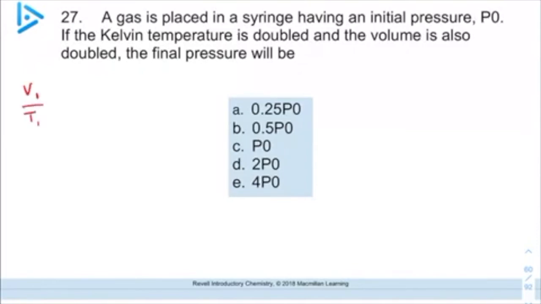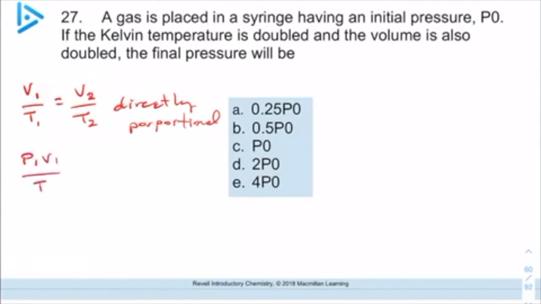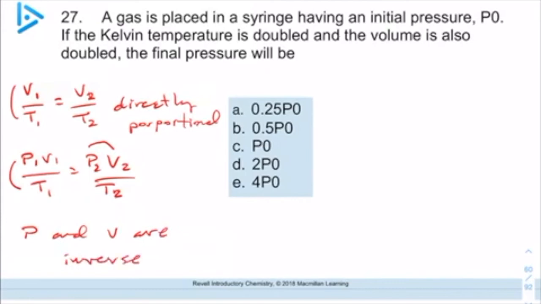So in our equations, we have this relationship, V1 over T1 equals V2 over T2. That means that these are directly proportional. We've said this a couple of times now. We also have the relationship of pressure and temperature. If V over T is directly proportional, P over T is also directly proportional, but P times V is inversely proportional. So as volume goes down, pressure goes up, or as pressure goes down, volume goes up.